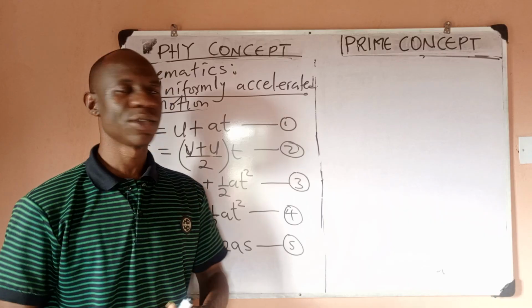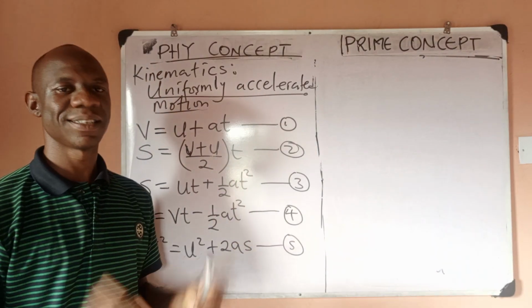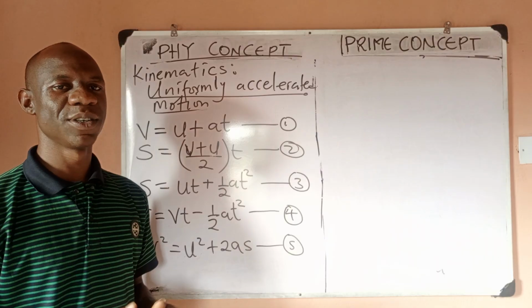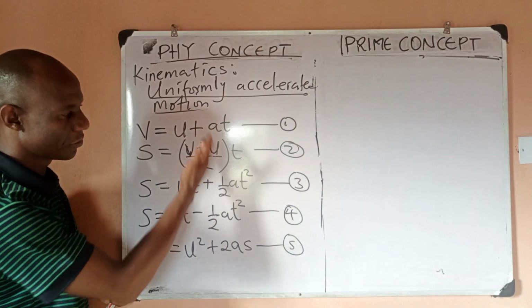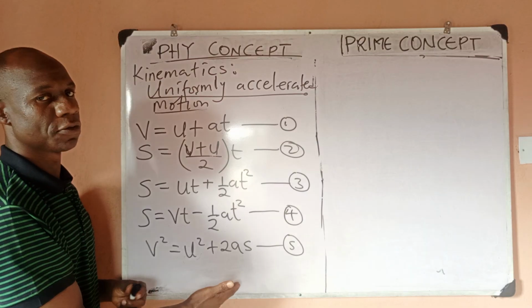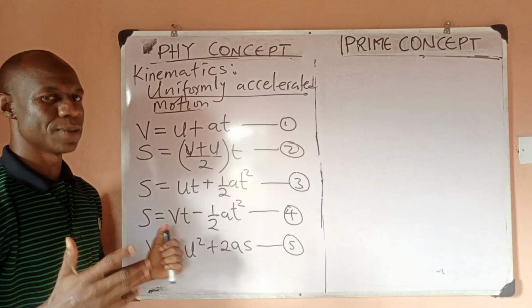Now we're still considering the topic kinematics, uniformly accelerated motion. In our previous videos, we've been able to derive these formulas you can see on the board, the five equations of motion or equations of uniformly accelerated motion.